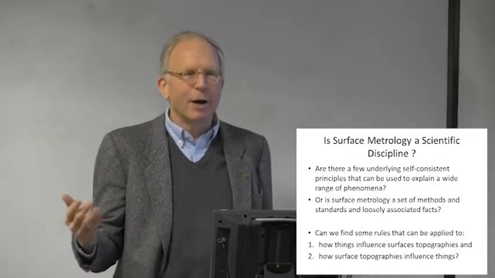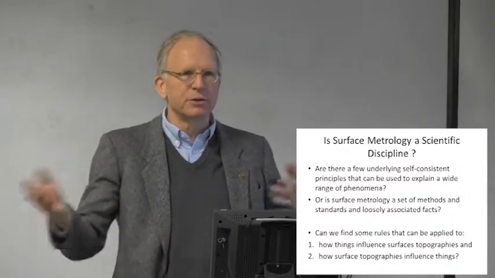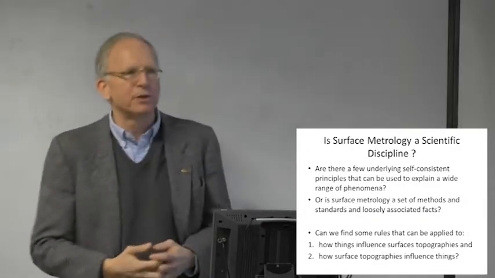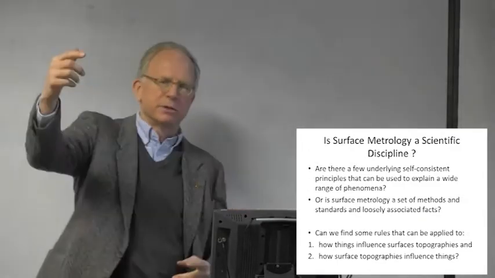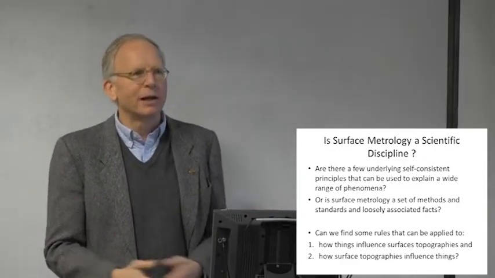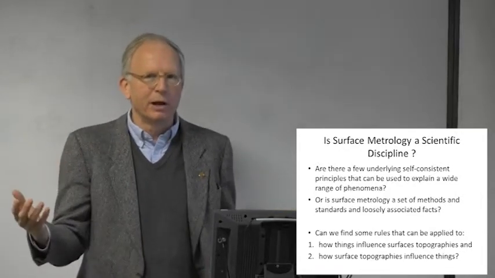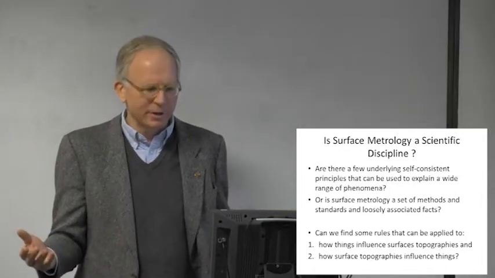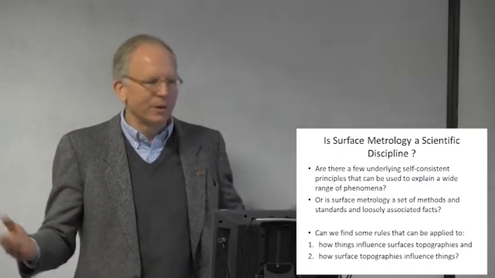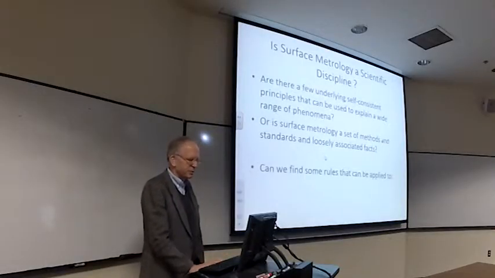I think up until now, it's pretty much been just a set of methods, standards, loosely associated facts. I mean, look at any of your manufacturing textbooks and materials textbooks. It says, oh, if you're doing this, use this parameter. If you're doing this, use this parameter. And it looks about like the guide to diet in the health food stores. Eat beets and it'll be good for your brain. Where's the experimental evidence on this? How do they possibly do this? And it's the same thing with what we're seeing in surface metrology.